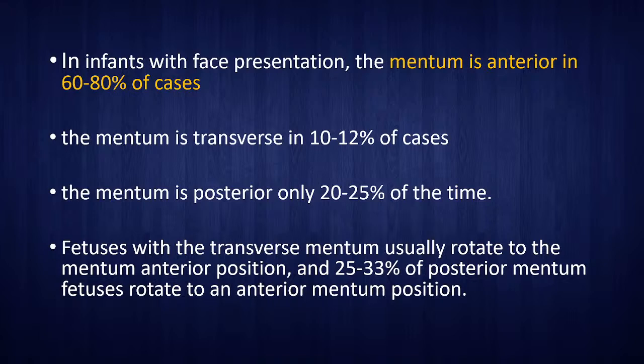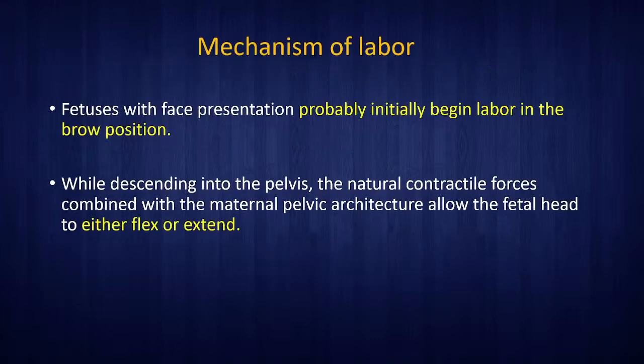Now regarding the management. In infants with face presentation, mentum is anterior in 60 to 80% of cases. So, mento anterior is a favorable position and that occurs in 60 to 80% of cases. In other positions like transverse and posterior it is less, around 10 to 12 and 20 to 25% of cases.